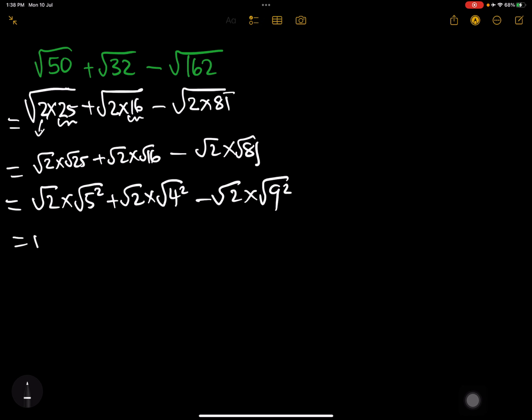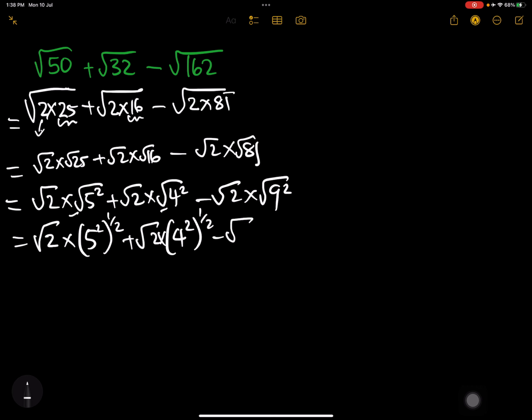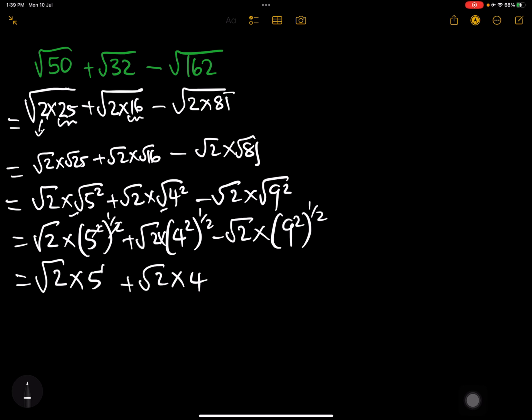And then we're going to have square root of 2 times 5 squared to the power half plus square root of 2 times 4 squared to the power of half, because of the square root sign, please. Then this is going to be square root of 2 times 9 squared to the power half. Now we're going to get square root of 2 times 5. Why? Because this 2 will cancel that. Plus square root of 2 times 4, because this will cancel that. Minus square root of 2 times 9, because this will cancel that. And we're going to get 5 square root of 2 plus 4 square root of 2 minus 9 square root of 2.